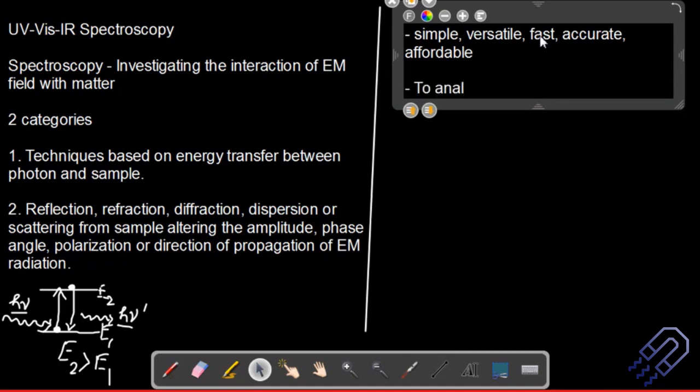It can analyze a liquid sample, and I'm talking about all three of them: UV spectra, visible spectra, IR spectra. It can analyze a liquid, it can analyze gas, and it can of course analyze solids. Of course, the setup is different, but it can analyze all three of them.